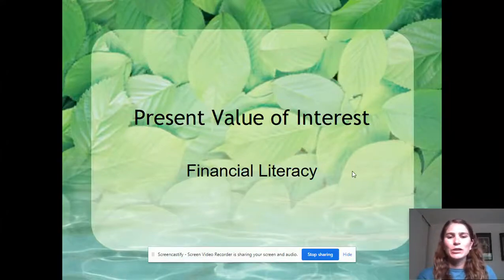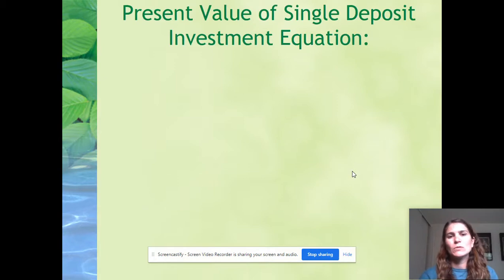Hi, you guys. Today we are going to be talking about present value of interest. So I just want you guys to go ahead and make sure you have the formula down for the present value of a single deposit investment.